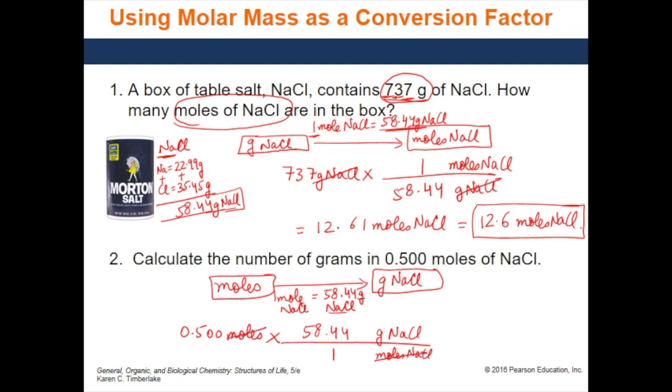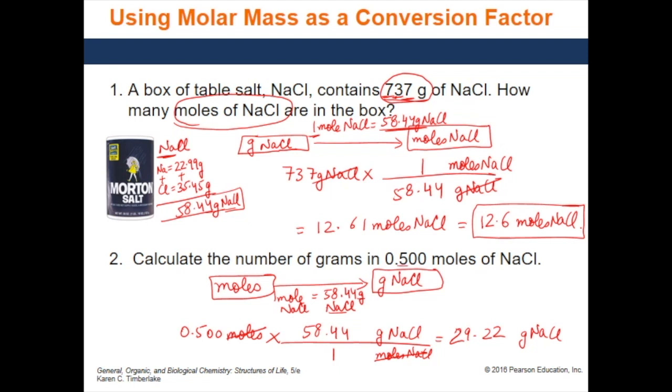Moles and moles got cancelled. Our answer is in grams of NaCl. So if you now just plug these numbers into the calculator, 58.44 times 0.5 will give you 29.22 grams of NaCl. How many sig figs are we looking for?